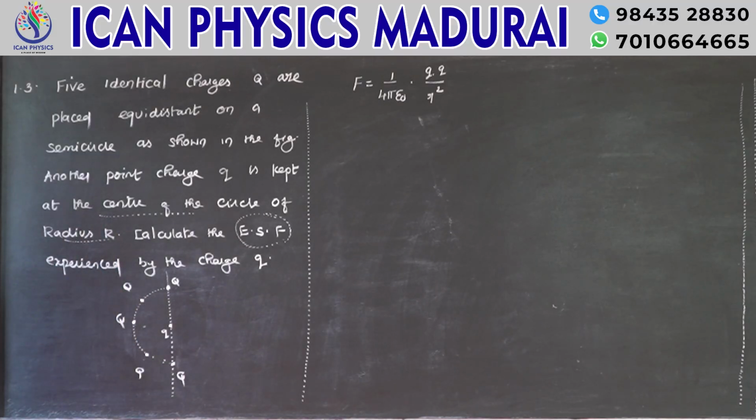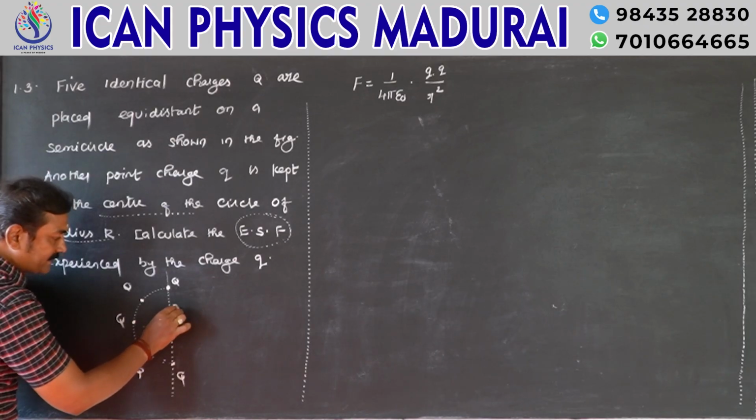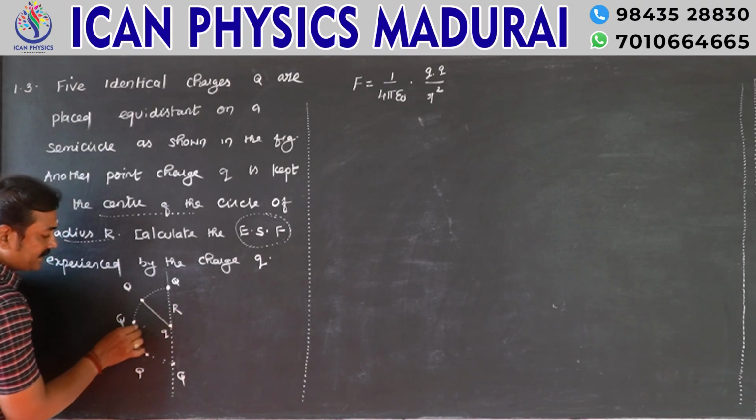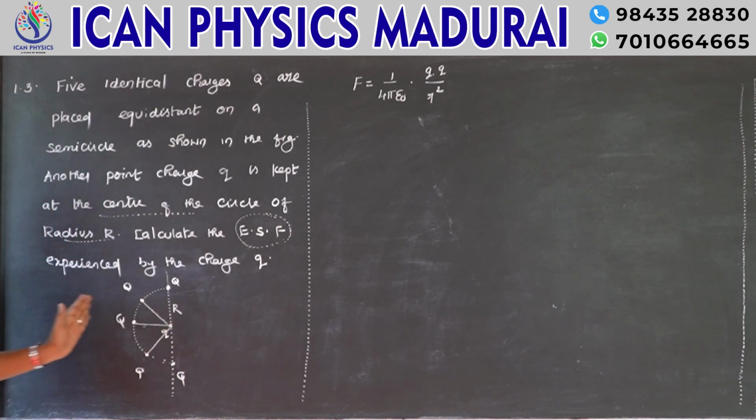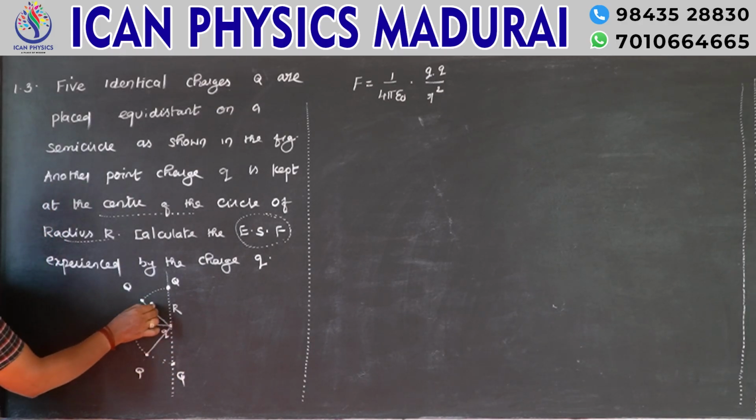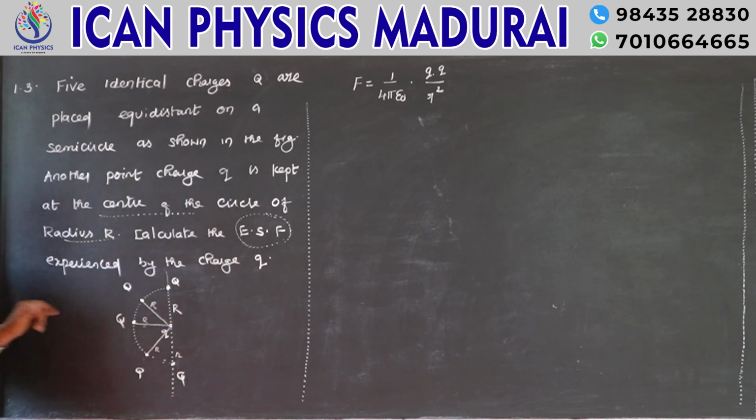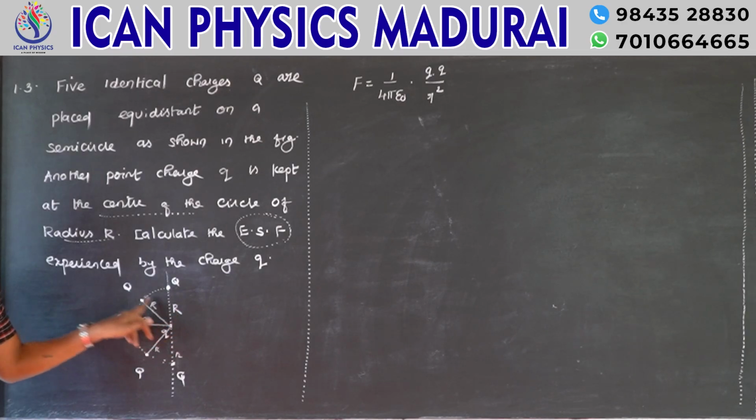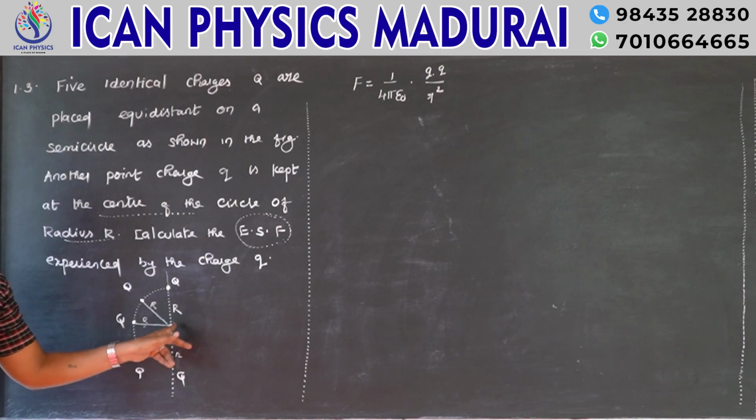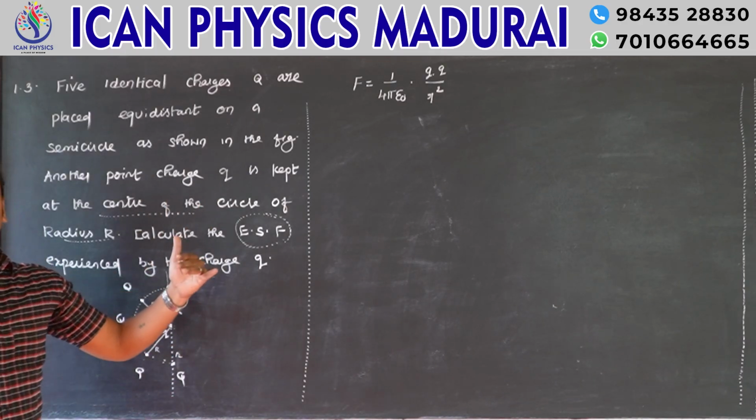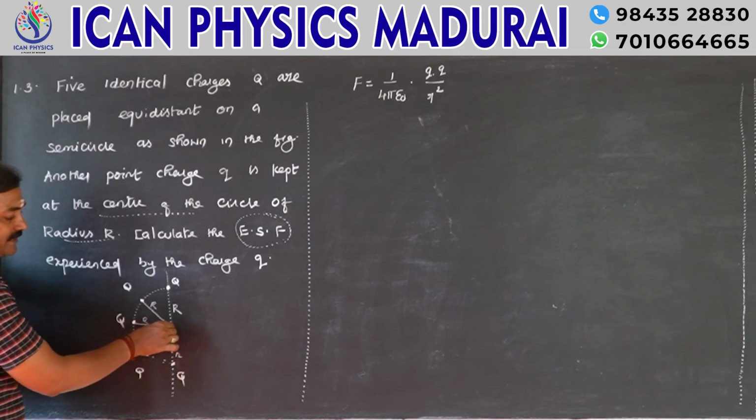Of radius capital R. So from here to here the distance is R. From here to here the distance is R. So all the distances are the same. Then what about the Qq? Capital Q, small q, capital Q, small q, and so on for all five charges. So the numerator and the denominator are the same. So from that we can say this charge experiences a force.